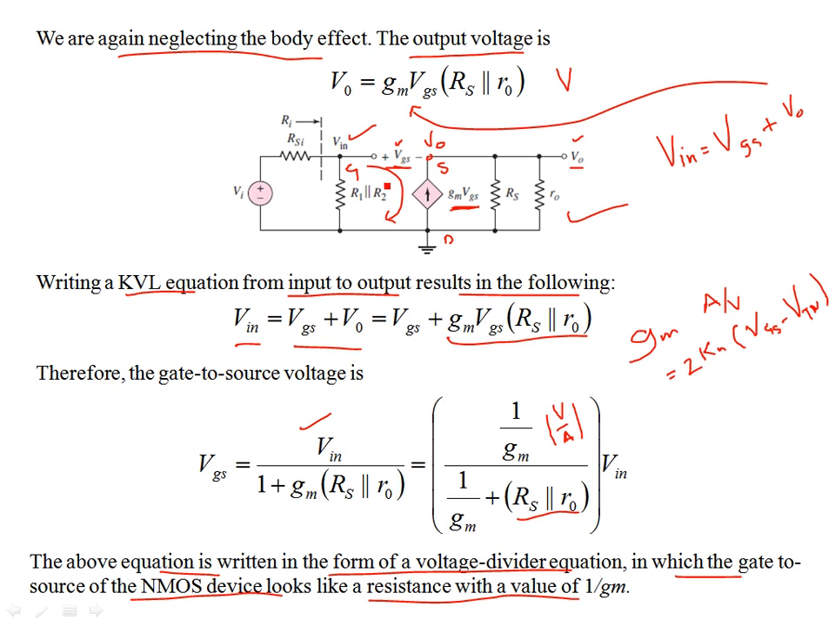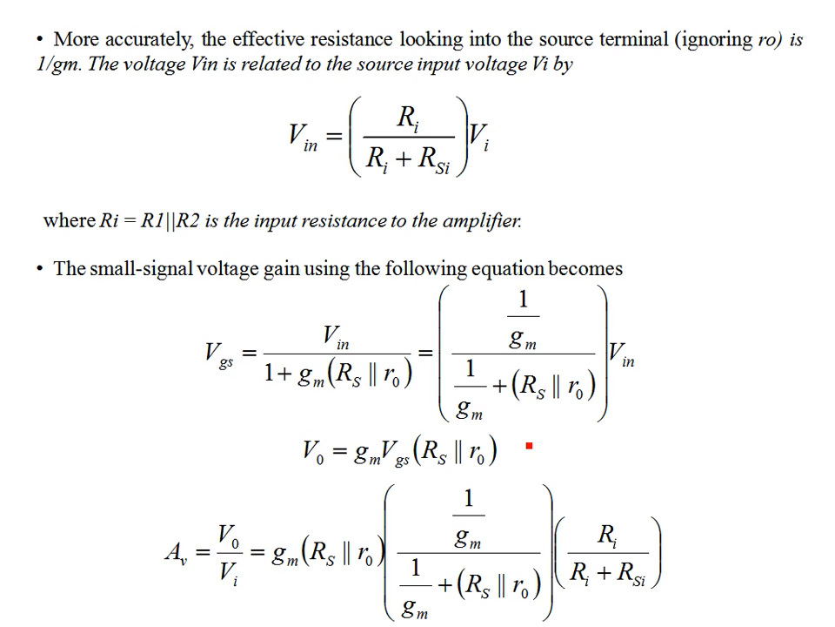What it says is that RS parallel combination of R naught is at the source terminal. So if you're looking inside of the source, then you have another resistance 1 over GM, which happens to be the resistance of the source terminal. Okay, so you have another resistance 1 over GM, which is going to take some fraction of the Vn. Right, so it's not the whole VGS. VGS is some fraction of V in, okay, which is available at this node. So 1 over GM is the source resistance, you can say. So more accurately, the effective resistance looking into the source terminal, ignoring R naught, is 1 over GM.